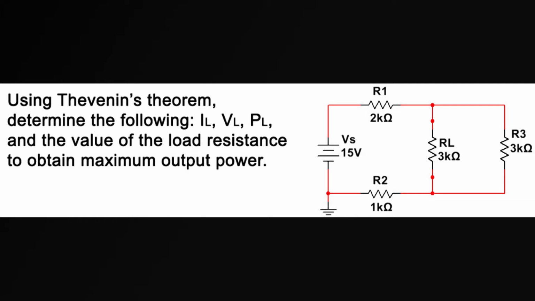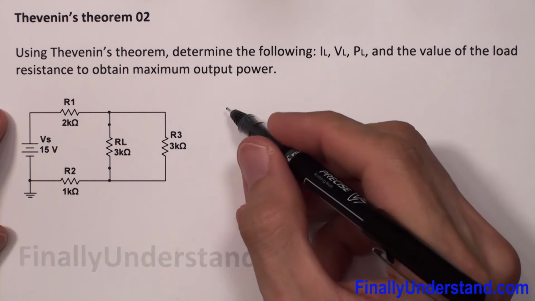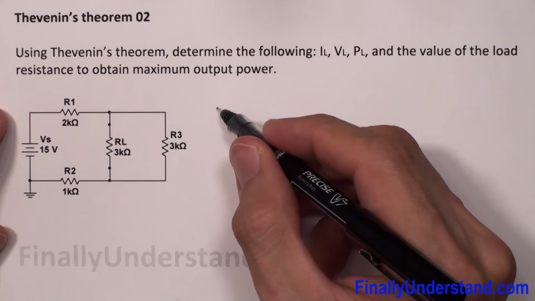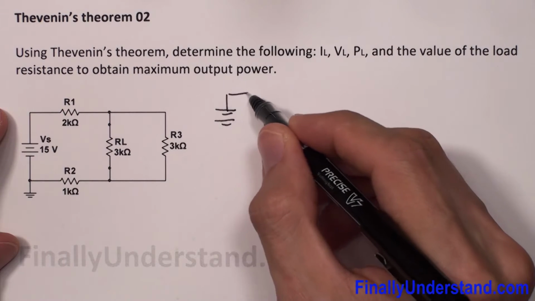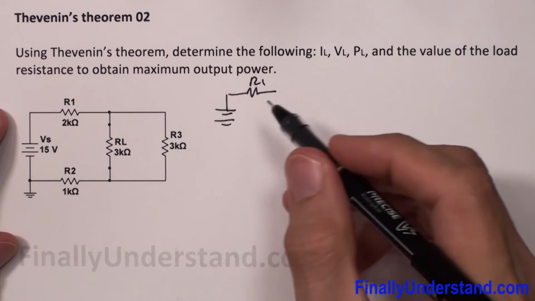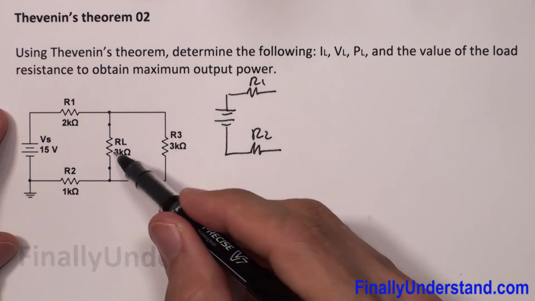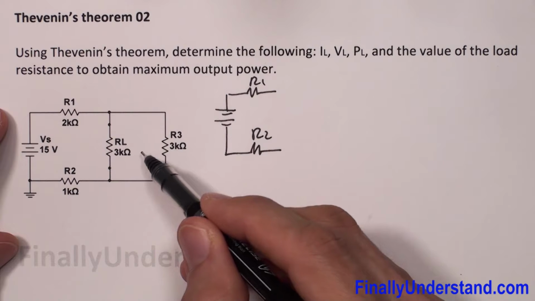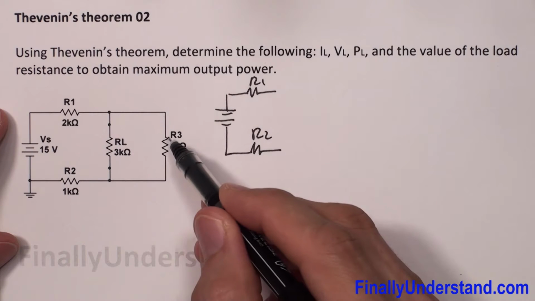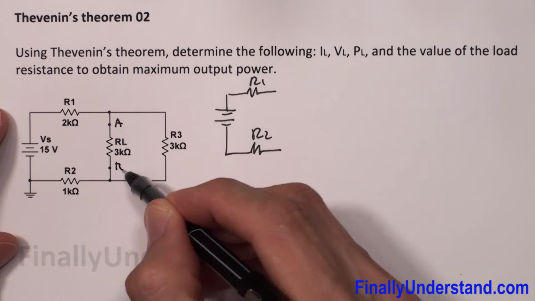Let's take a look at this example. I'm going to first redraw this circuit in order to make it a little bit simpler. So I'm going to have my voltage source, and I have my resistor R1, and I have my resistor R2. Because these two resistors are in parallel, the order doesn't matter in this case, so I'm going to put my RL on the side and R3 inside, and this is my point A and this is my point B.